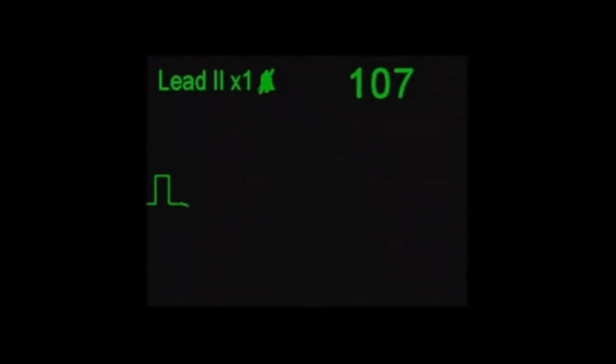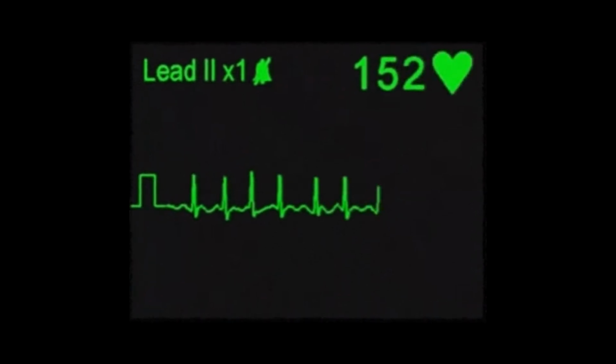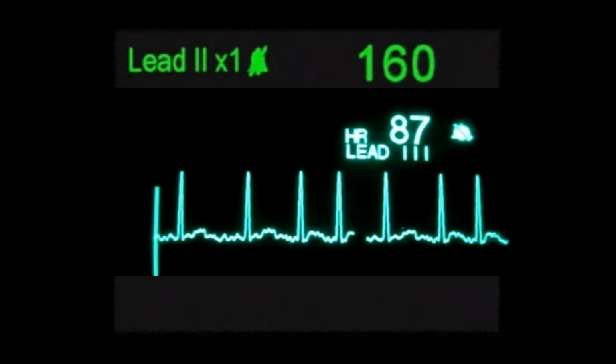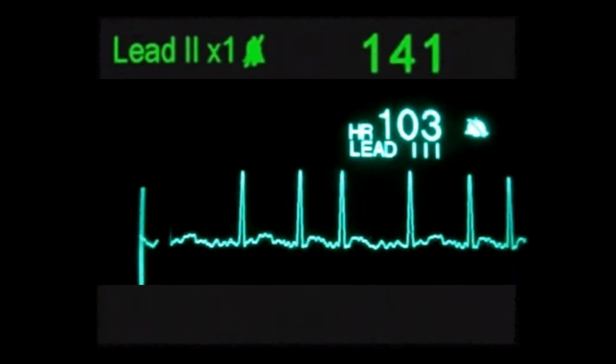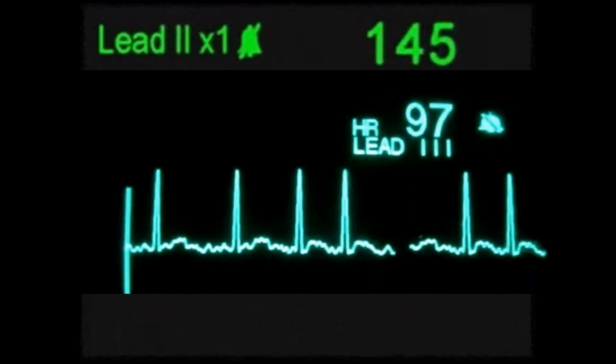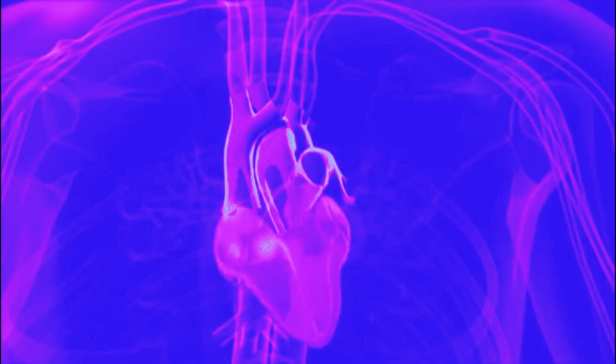In conclusion, atrial fibrillation is a common heart rhythm disorder that can be easily detected on an EKG strip. The irregular rhythm and absence of identifiable P waves are characteristic of this condition.